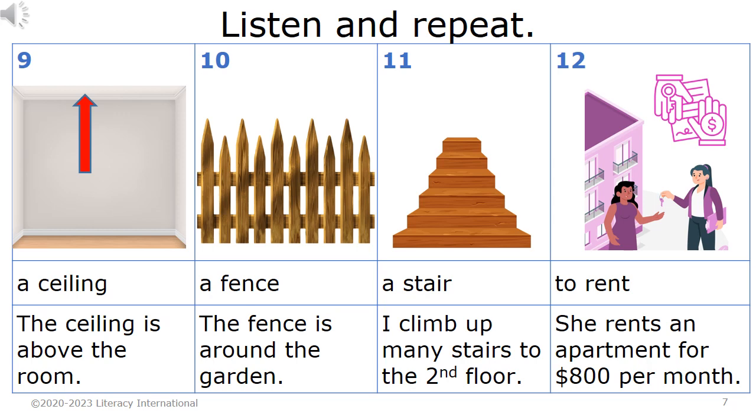11. A stair. A stair. I climb up many stairs to the second floor. 12. To rent. To rent. She rents an apartment for $800 per month.